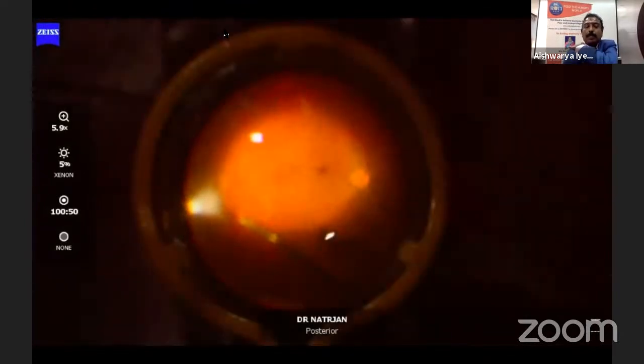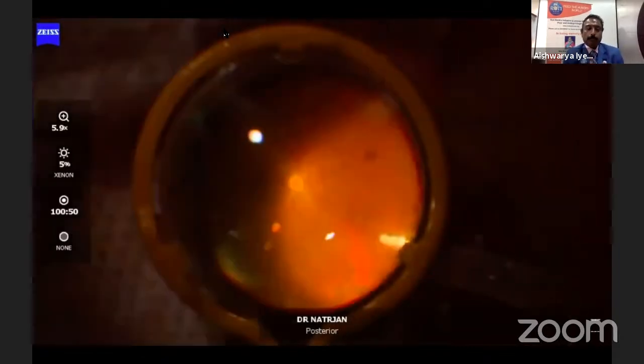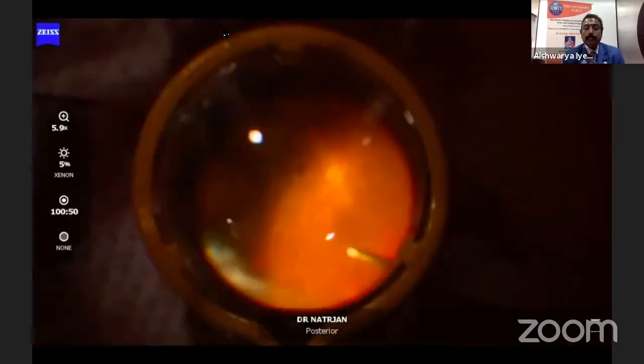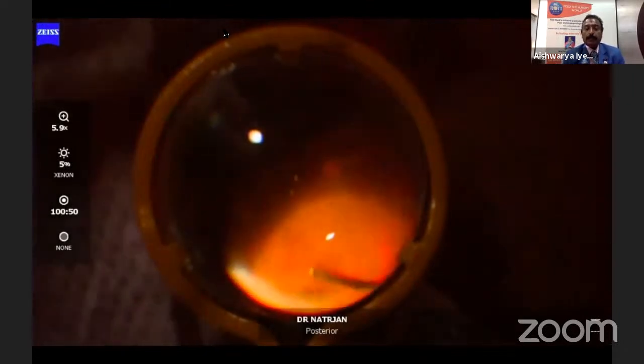I'm now completing the peripheral vitrectomy as much as possible, because you can see without depression, and you can see some cloudy vitreous, which I'm again trimming.